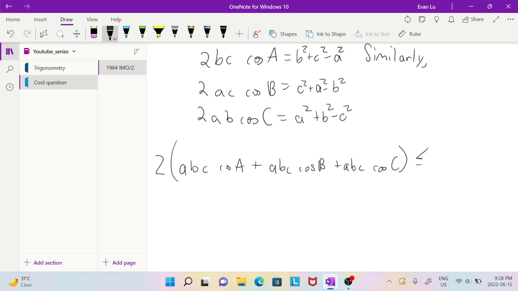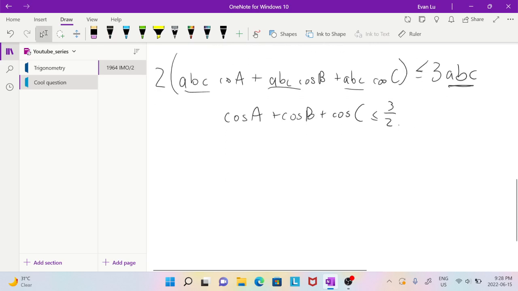We want to show that this is less than or equal to 3ABC. Aha, and that's really nice because all of these terms in here have a common factor of ABC, and so does the product on the right. So what's really nice is we can now just simplify it and make it cos A plus cos B plus cos C is less than or equal to 3/2. And we've reduced the problem to just showing this.